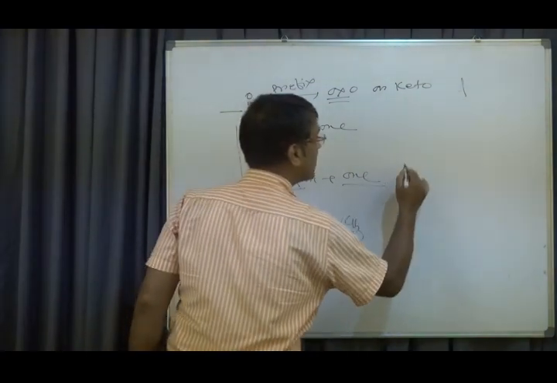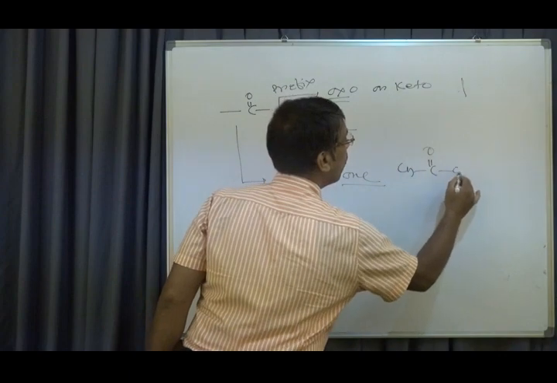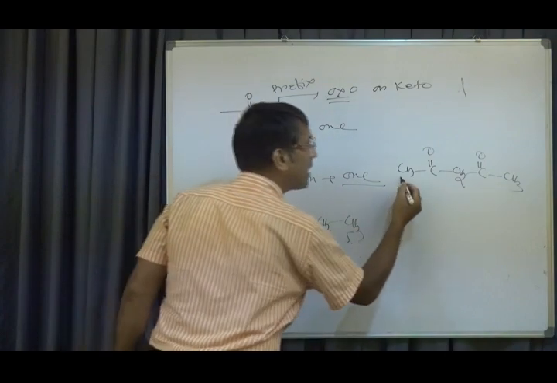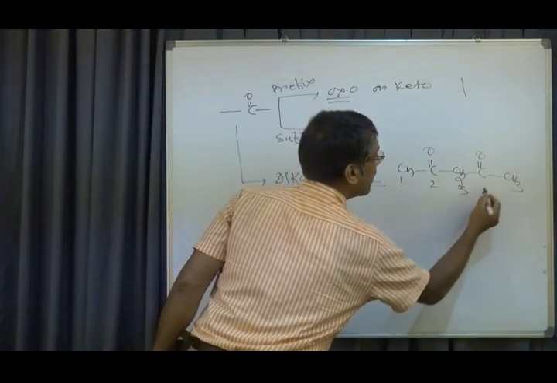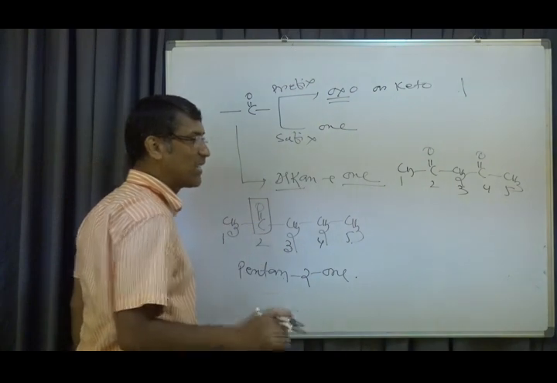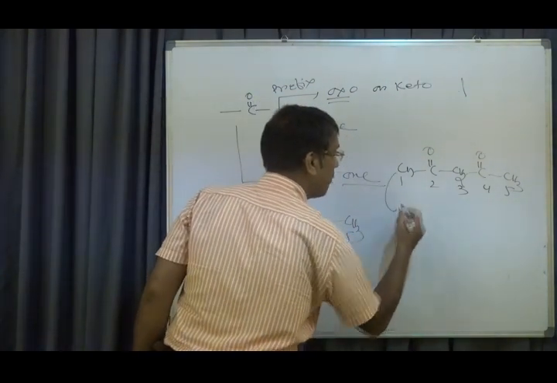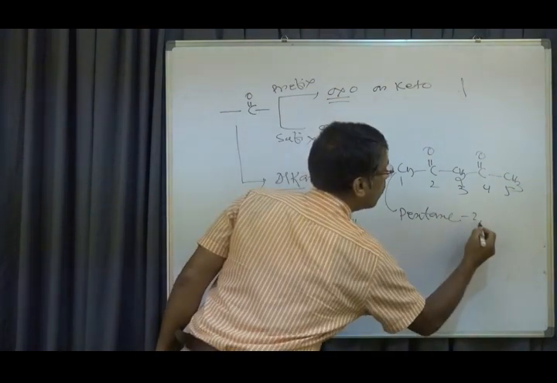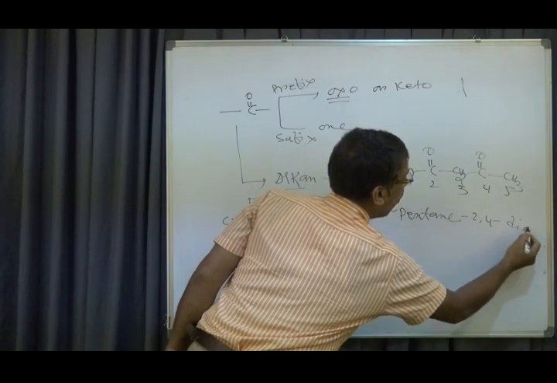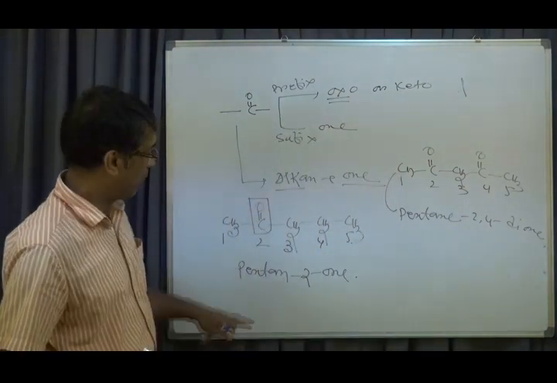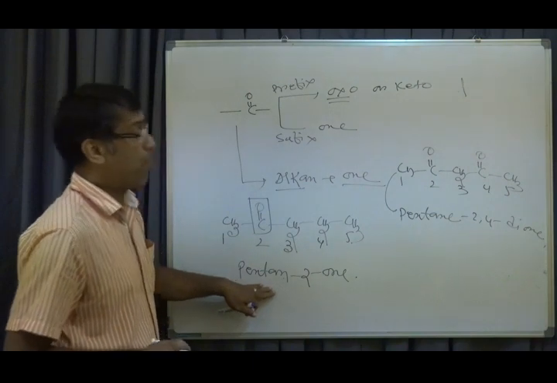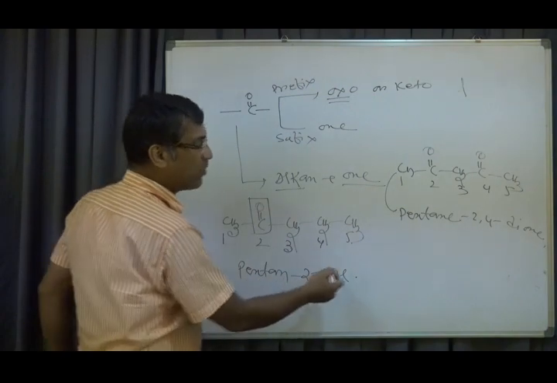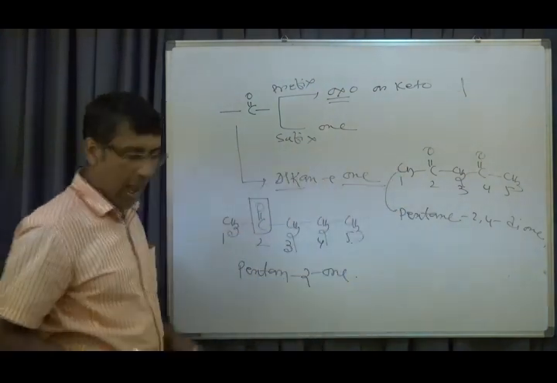If more than one is there, CH3, CO, CH2, CO, CH3, then you can start from any side. The name will be pentane 2,4-dione. So spelling and pronunciation we have to remember seriously. So pentane 2-one, pentane 2,4-dione.